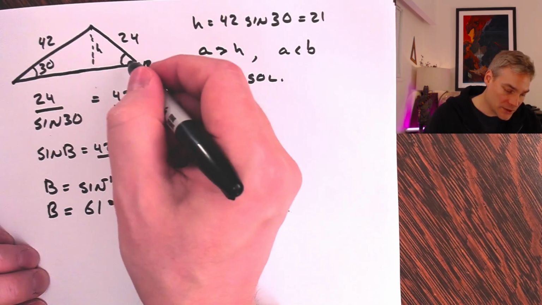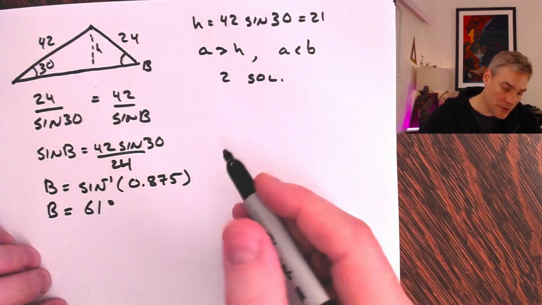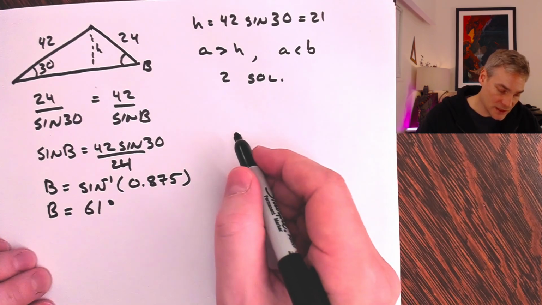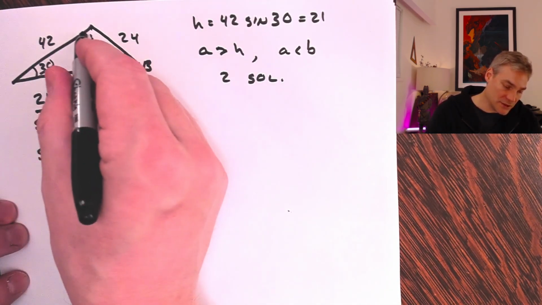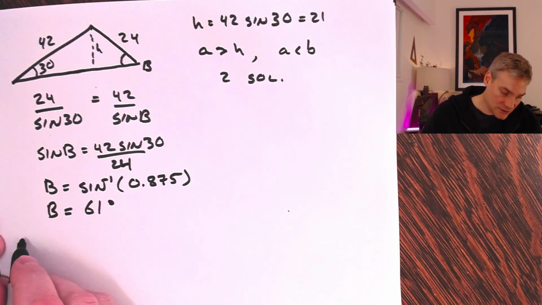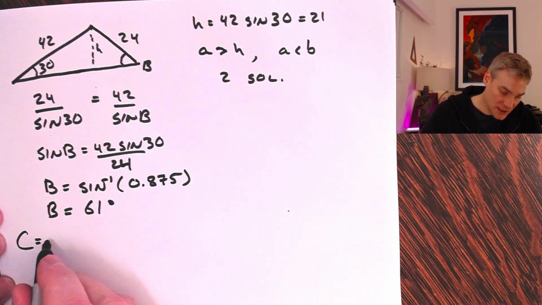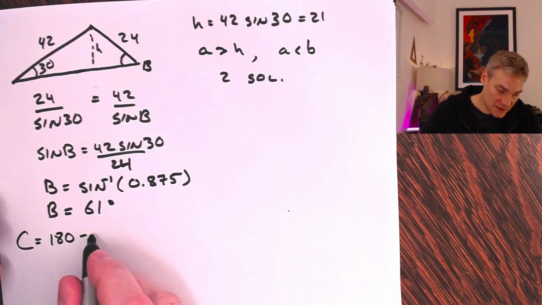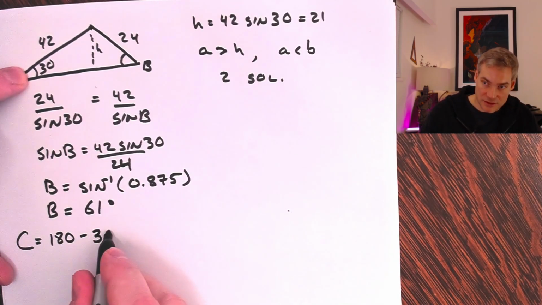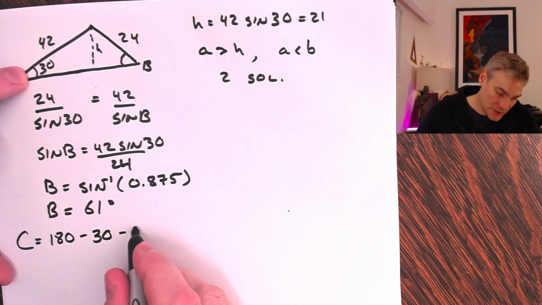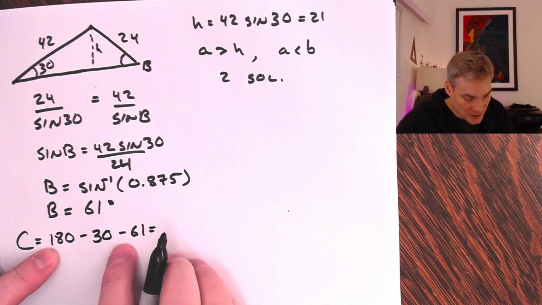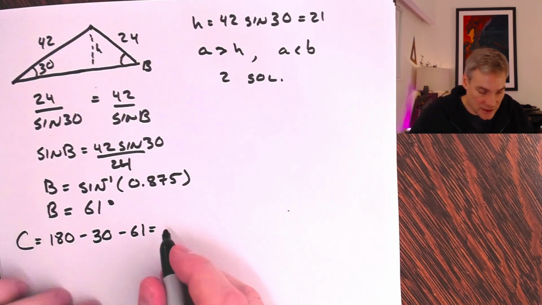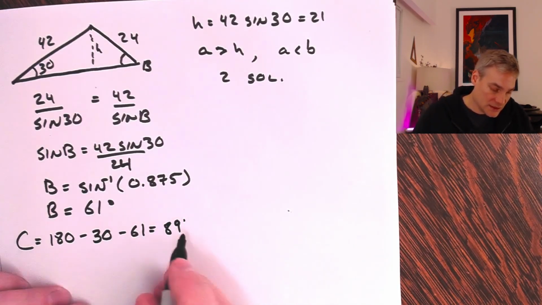Now, what I want to do is figure out what this other possible triangle is. So I now have solved B. I can determine what angle C is. So angle C is just going to be 180 degrees minus angle A minus angle B. So that equals, well, that's 150. So that's 90. So that's 89 degrees.